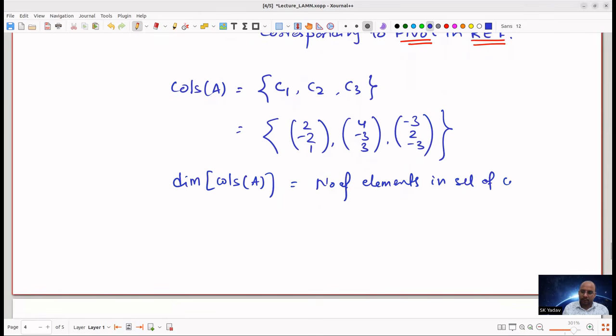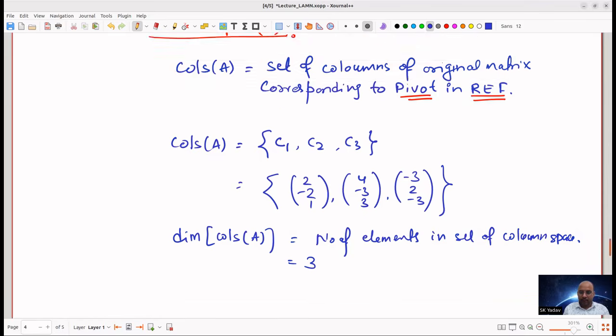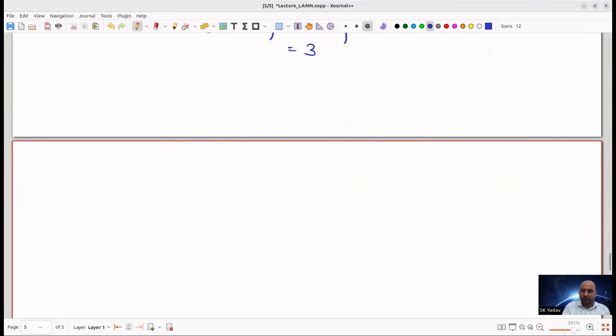Okay, column space, and which is 3. So this is how you can find out the column space of a matrix A. Now I will write few examples here. You can try for your practice.